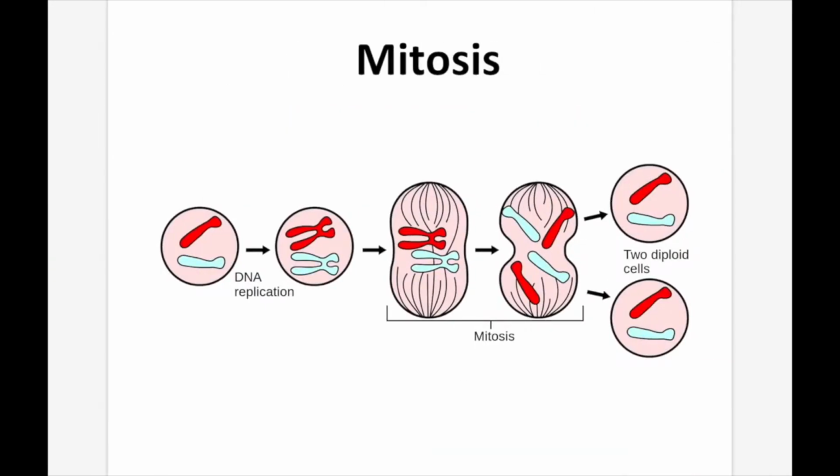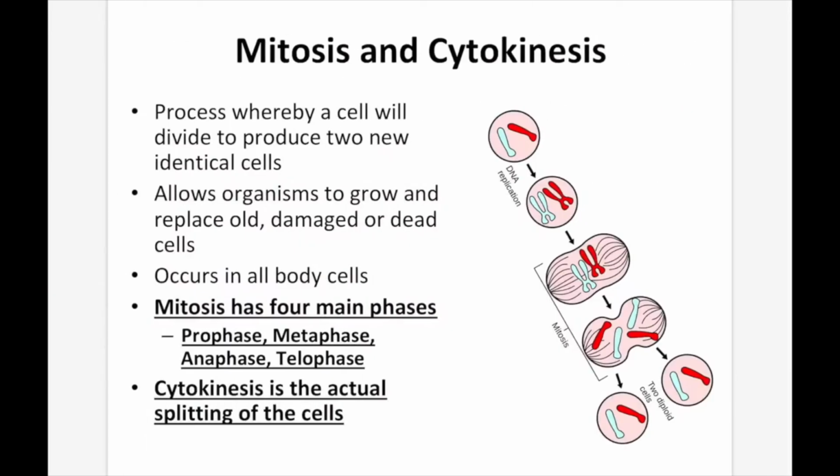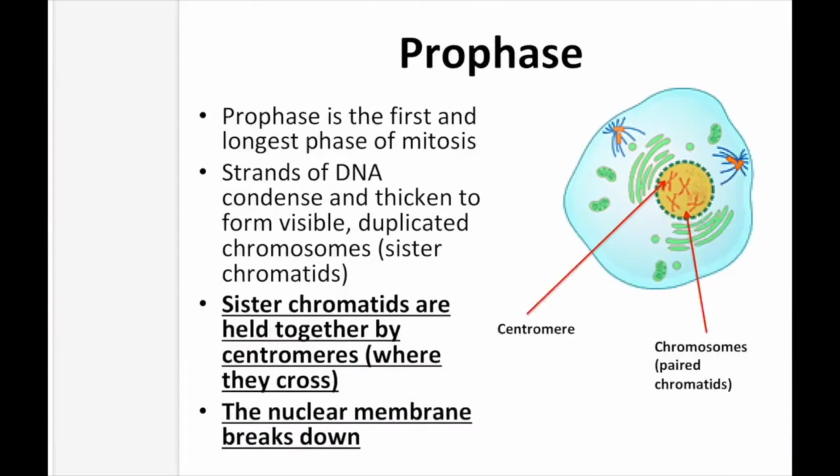So here's our basic overview of mitosis. We're going from one cell to two cells through replicating our chromosomes and then splitting them in half. Mitosis and cytokinesis. This is the process whereby a cell will divide to produce two new identical cells. It allows organisms to grow and replace old, damaged, or dead cells. It occurs in all body cells. Mitosis has 4 main phases: prophase, metaphase, anaphase, and telophase. And cytokinesis is the actual splitting of the cells, like we have here.